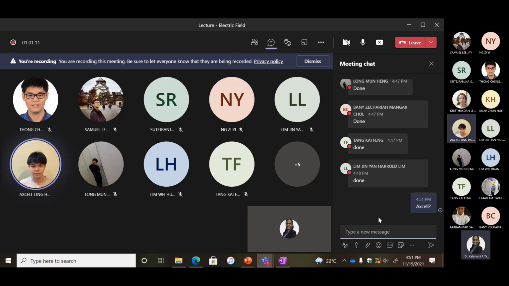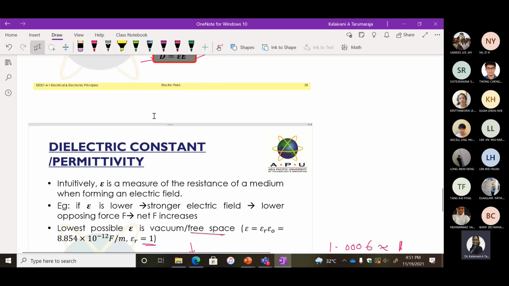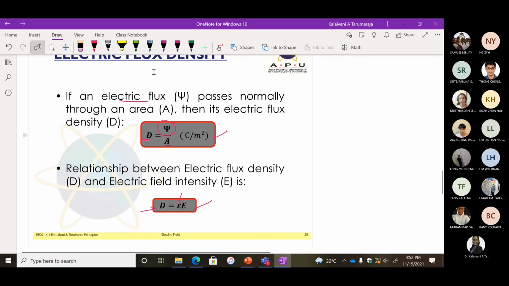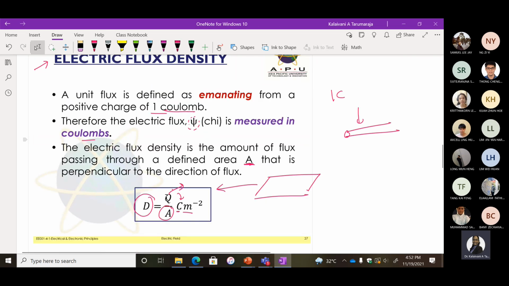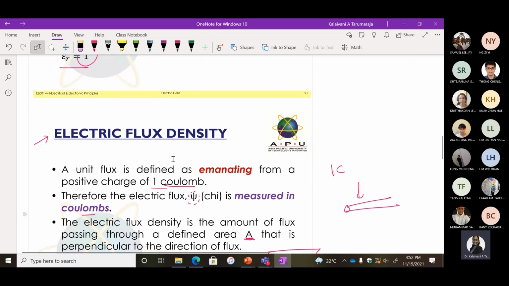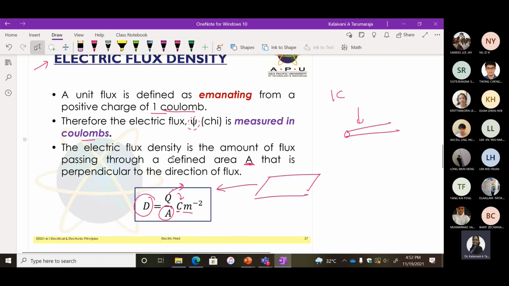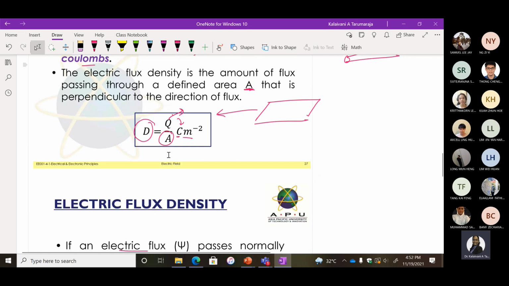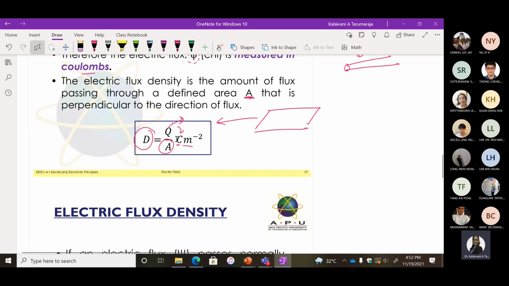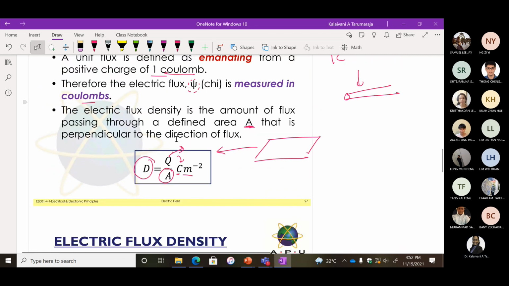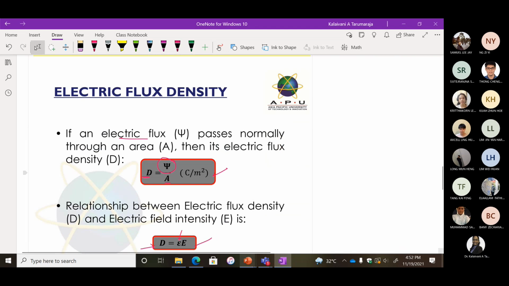Electric flux density. Okay, thank you for your answer. Miss asked for flux density, and the answer given is based on the electric flux divided by the area, or also the charge divided by the area. If you give me either answer, I will accept both, because one is charge divided by the area, and one is electric flux divided by the area. So there are two equations. Just take note. Okay, the next person.